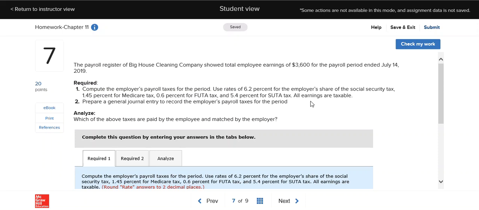And it says all earnings are taxable, which means nobody's hit any kind of threshold and doesn't have to pay taxes. So that makes it a little bit easier. So this says prepare a journal entry to record the employer's payroll taxes for the period. So in this chapter, we're looking at taxes that the employer is responsible for. We've got Social Security and Medicare, and you already know that employees pay Social Security and Medicare. What the employees pay, the employer matches. So the employer is also responsible for Social Security and Medicare. And then we have the unemployment taxes, both federal and state, and the employee does not pay unemployment taxes. The employer does. So that's what we're working on here.